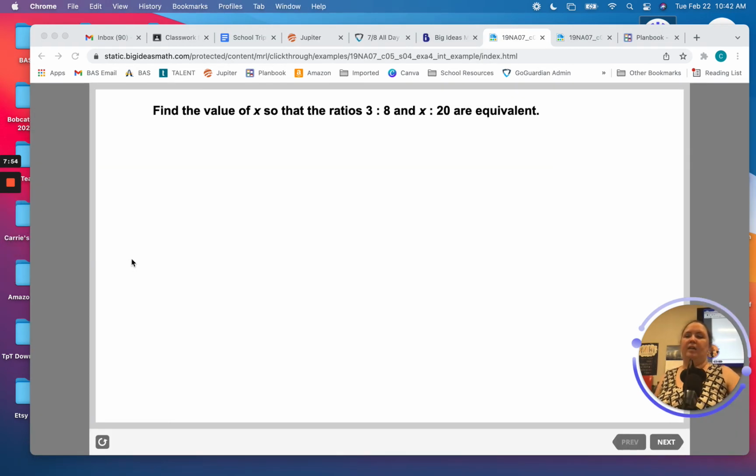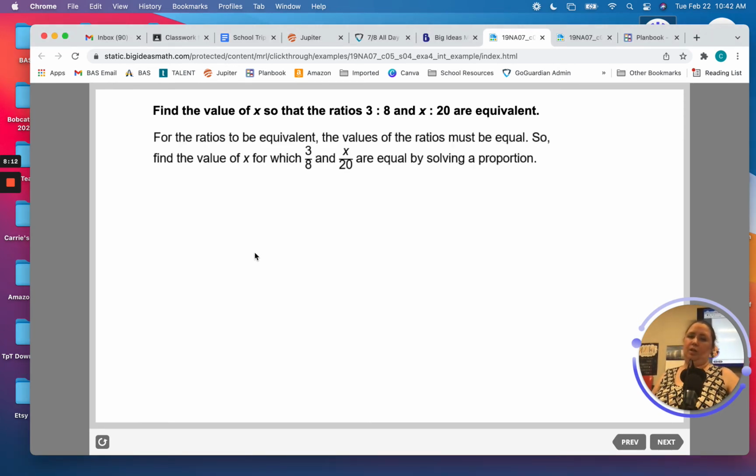Okay, so we're going to find the value of x so that the ratios 3 to 8 and x to 20 are equivalent. So that means we have to set this up first as fractions. So how would I write this as fractions? 3 and x 20. Then you do 3 times 20 divided by 8. So you're going to write 3 over 8 equals x over 20.